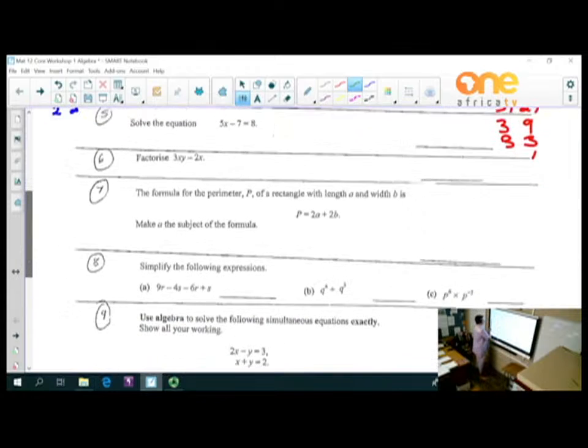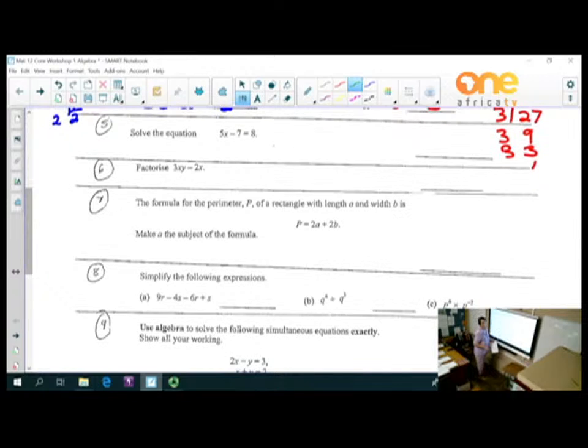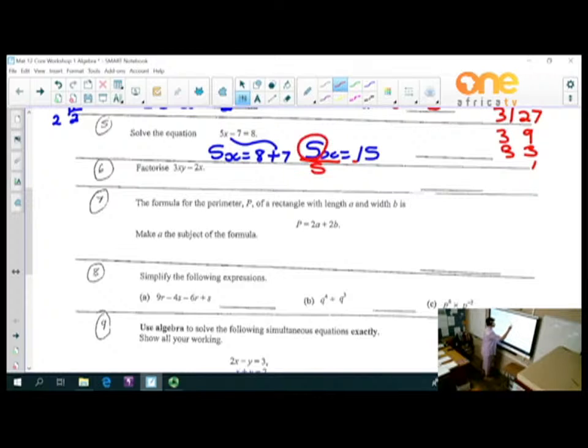Question 5. Solve the equation. It's again an equation that we're going to solve now here. So it is 5x. I need to take the number of values to the right-hand side. So if I take it over, I change the sign then there. So 5x is equal to 15. And now we divide with a coefficient. You divide with a coefficient, and x is equal to 3.